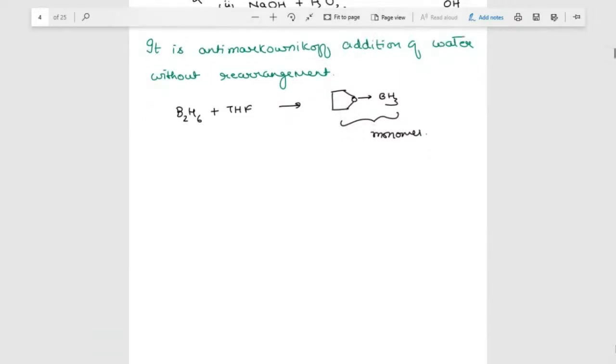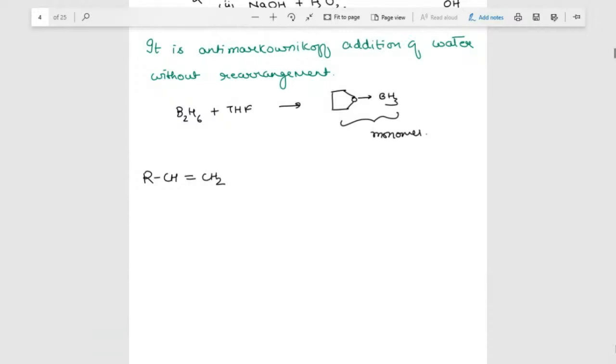So you can ask why I can't use any other ether if I want. Well, theoretically you can use any ether you want, but practically it should sustain the temperature requirements, because we will heat B2H6 in THF to form this monomer. If it could sustain that, you can use any ether. Okay, so once you have got this BH3, please look carefully.